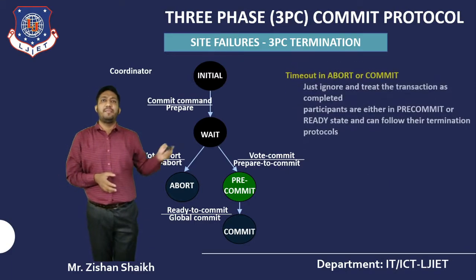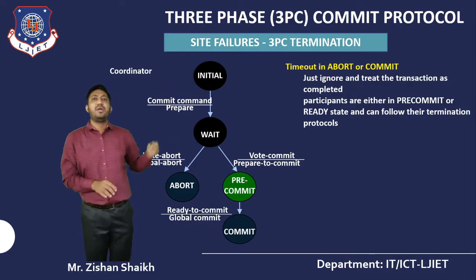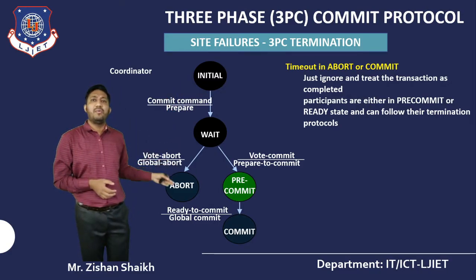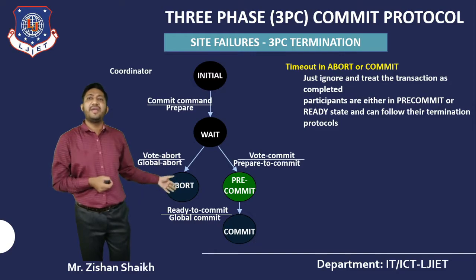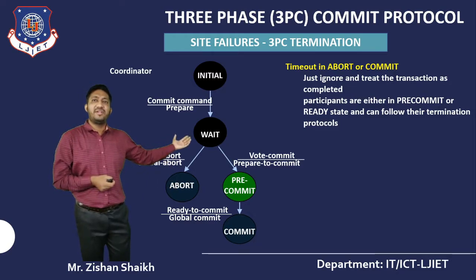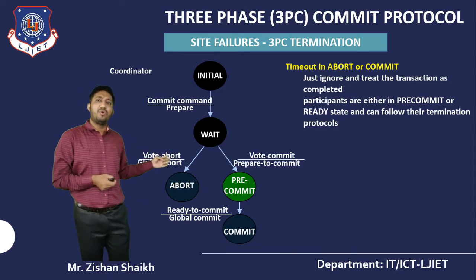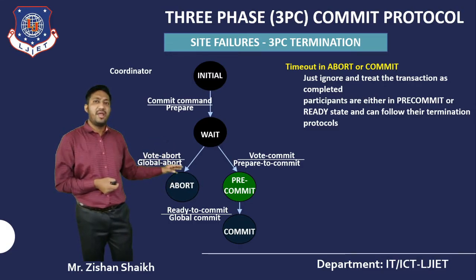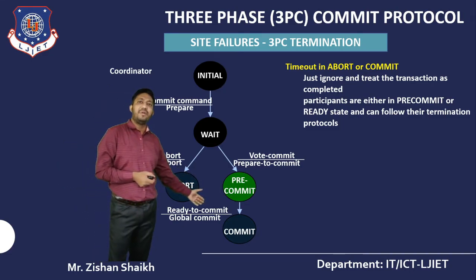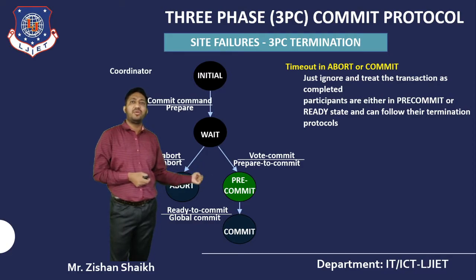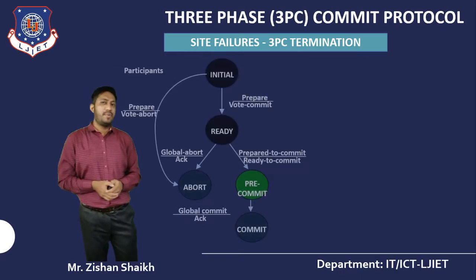Now we are moving to the remaining timeouts, that is the timeout in the abort or commit state. If I have a timeout at the coordinator side in the abort state, what happens? I already know that in the wait state I received the abort from my participants, so I can easily send the global abort message to all. And if I have a timeout in the commit state, then I already know all the participants gave the positive acknowledgement, so it will again send the global commit message to all these participants.